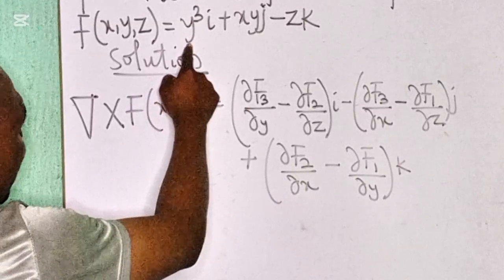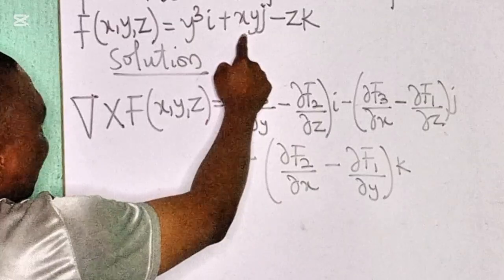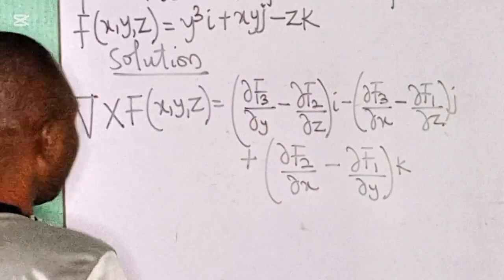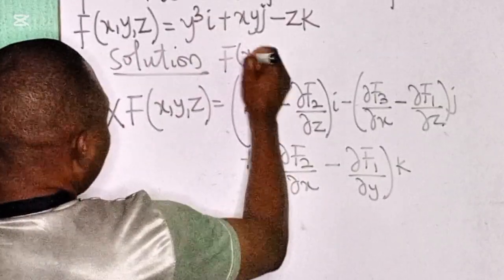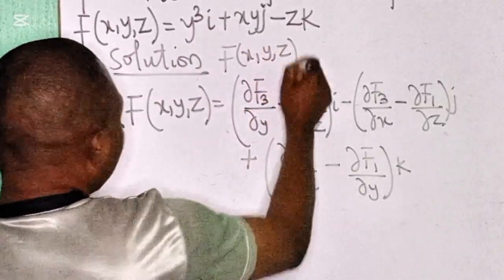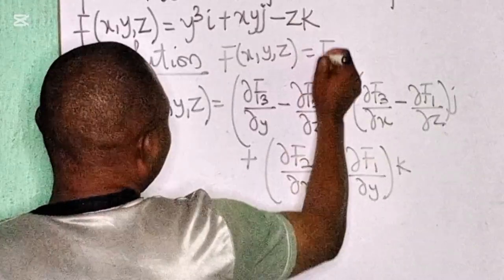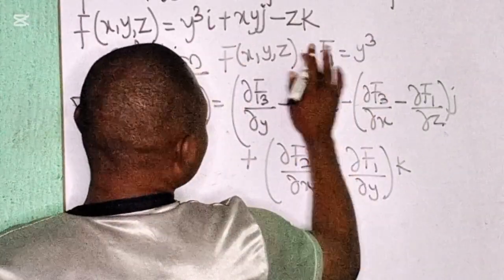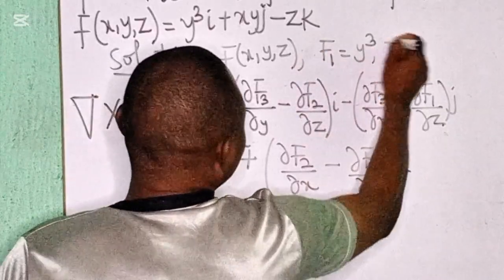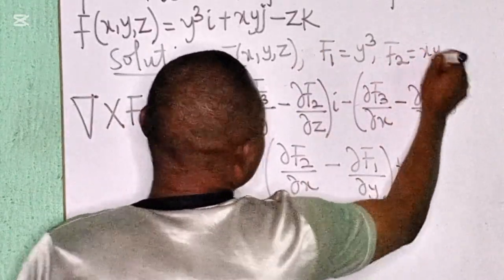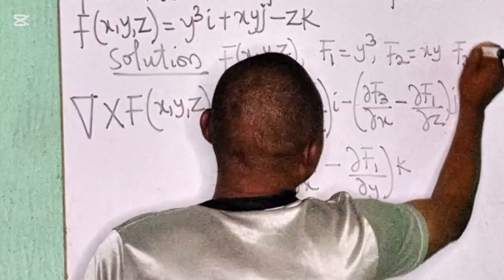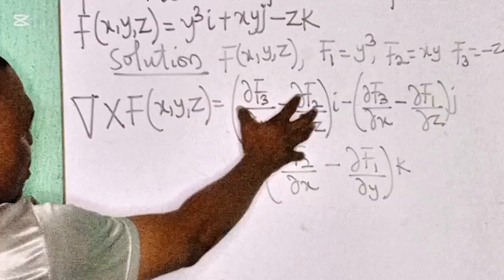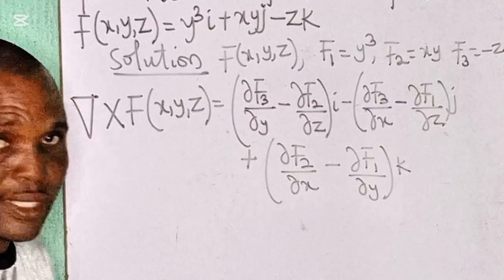Our f1 is y cubed. Our f2 is xy. Our f3 is minus what? Minus z. So let me quickly write it out here. So F as a function of x, y, z equals: our f1 is y cubed, then our f2 is xy, and then our f3 here is minus z. So if you know this now, we can actually slot them in here, and then we'll get our answer.